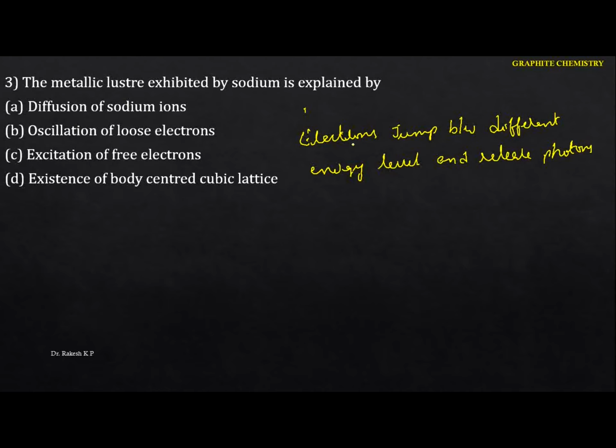So how do the electrons jump between the two different energy levels? Because of the oscillation of the loose electrons. That means the electron jumps between different energy levels and releases a photon, which gives the particular property, the metallic luster. Okay, so next one.